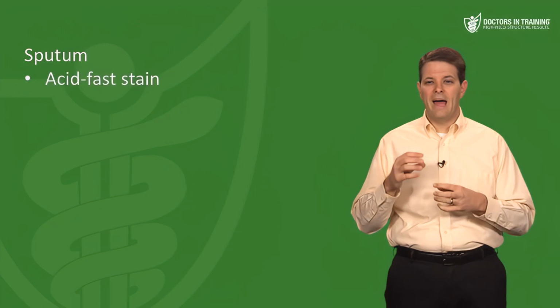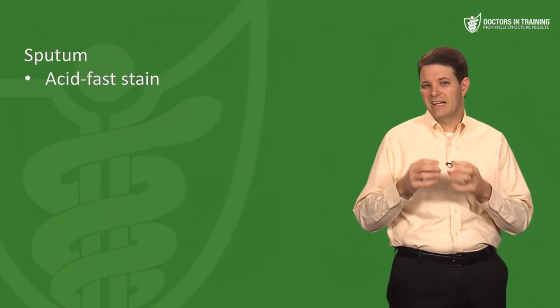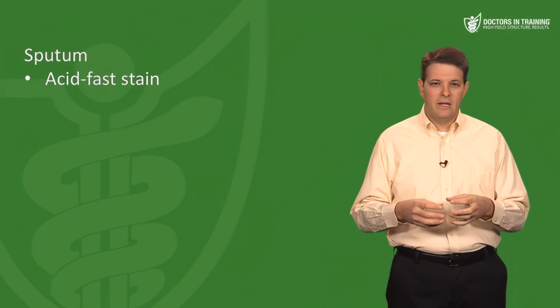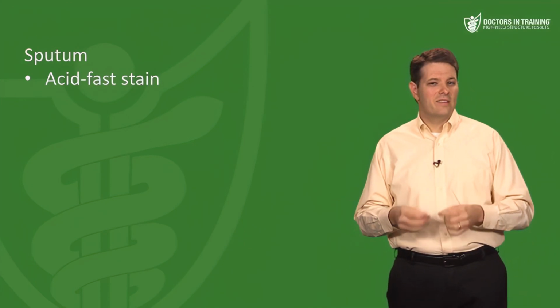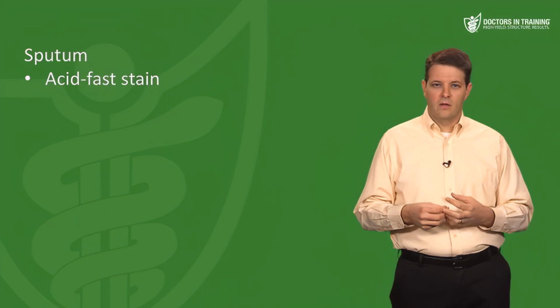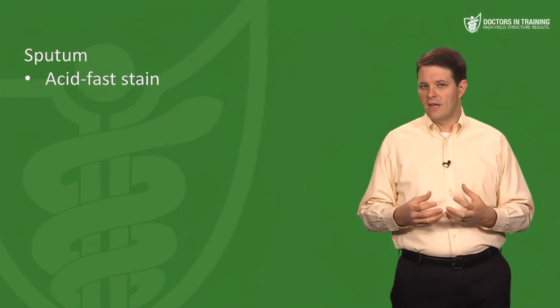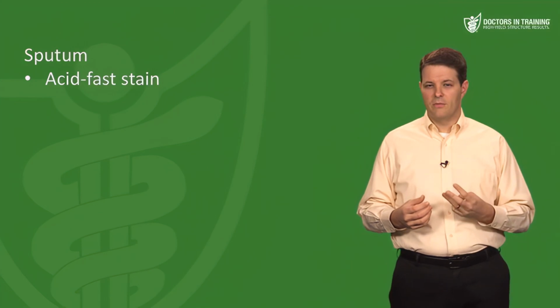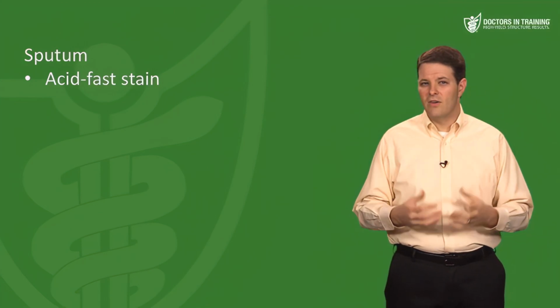Then the lab's going to perform an acid-fast stain on the sputum and see if they can identify any bacteria. And there need to be about 10,000 acid-fast bacilli per ml of sputum for us to be able to see the acid-fast bacilli this way. So it's not a very sensitive test. That's why we need to get 3 sputum samples. But even doing so, we still get a lot of false negatives.